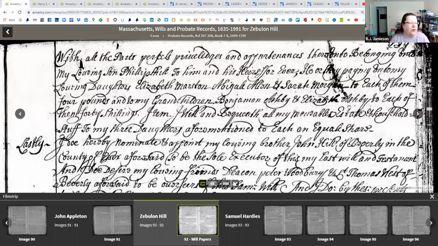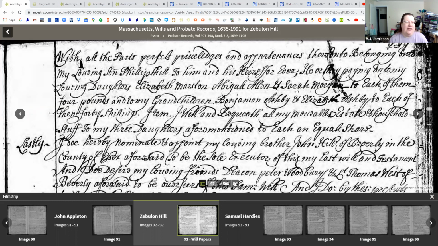And so this is a case where looking at this will can confirm that the Abigail Hill that married an Allen, a Benjamin Allen in this case, is the one who's the daughter of Zebulun and not the daughter of his brother John, who was also named Abigail. And so that's a way where you can confirm a good choice of a married name.